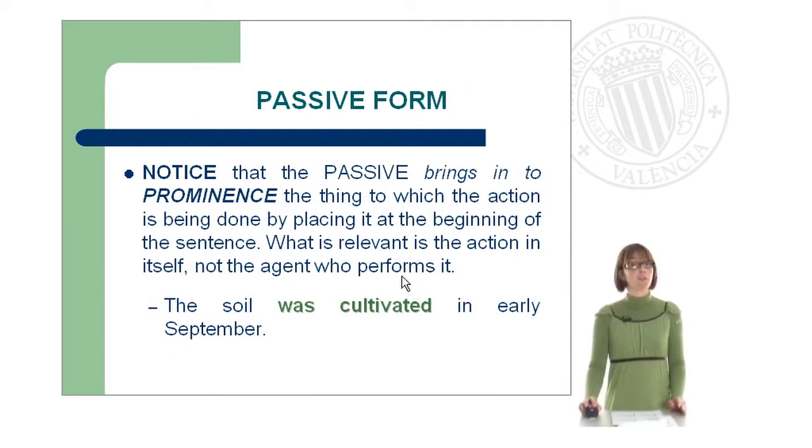Okay, just to sum up, notice that the passive brings into prominence the thing to which the action is being done. And it does so by placing it at the beginning of the sentence. So, if we have a look at the example here on the screen, the soil was cultivated in early September, the important or the relevant thing is the action and not the agent who performs this action.